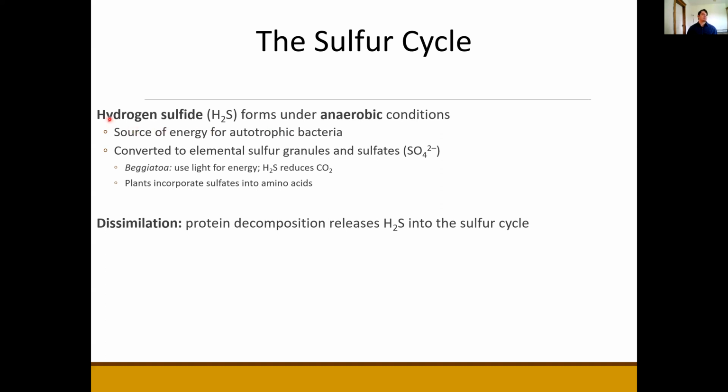And then just to give you some more background here, that hydrogen sulfide, this H2S, forms under anaerobic conditions, so typically deeper down in the soil profile, and is a source of energy for autotrophic bacteria. And then it is converted to elemental sulfur granules and sulfates. There are some things that you should be aware of there: plants then incorporate the sulfates into the amino acids. And a term I want you guys to be aware of here, dissimilation, is a protein decomposition that releases hydrogen sulfide into the sulfur cycle. So that's definitely a thing that you should be aware of.